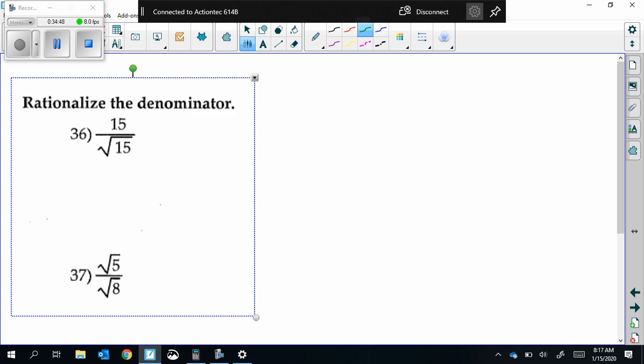Rationalize the denominator means we have to make the denominator be a perfect square, whatever that takes to be a perfect square. So 15, the only thing that can make that become a perfect square is if you've multiplied it by 15. So that's 15 square root 15 over square root of 15 times square root of 15.